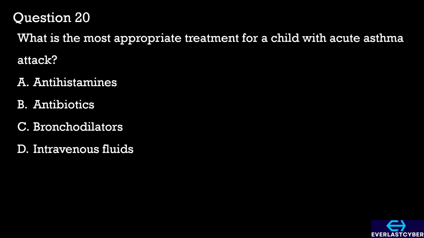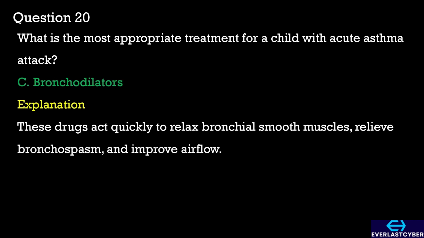The first-line treatment for an acute asthma attack in children is a rapid-acting bronchodilator such as salbutamol or albuterol. These drugs act quickly to relax the bronchial smooth muscles, thereby relieving bronchospasm and improving their airflow. Intravenous fluids may be supportive, but that is only if there is dehydration, but they don't actually treat the airway obstruction. So the correct answer here is option C, bronchodilators.